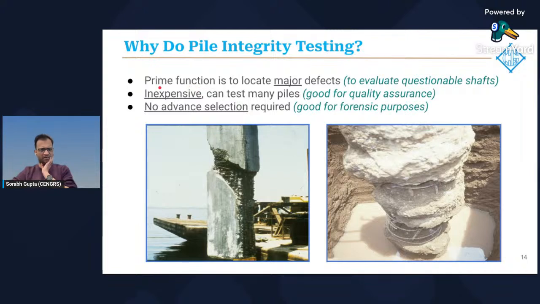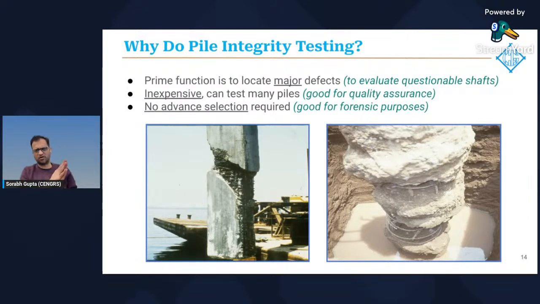So the main function of pile integrity testing is to very quickly identify major defects. So it's kind of like a litmus test, kind of a test where you quickly test a lot of piles and you try to figure out which are the worst piles, or try to figure out what are the kind of major defects. And since the test is inexpensive and very fast and it doesn't require advanced selection, I often say you should test all your piles and use this tool as a way to figure out what are the construction issues at site.